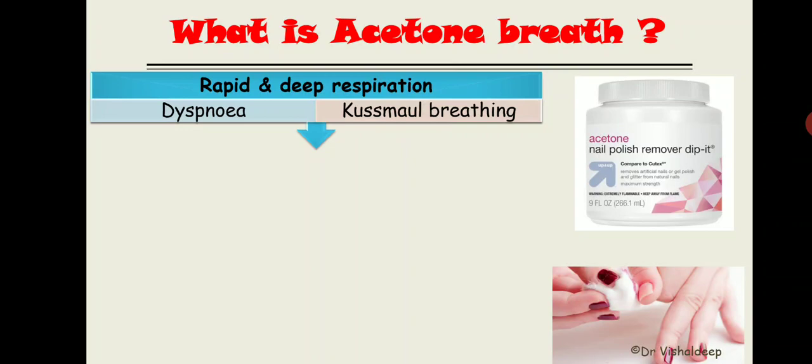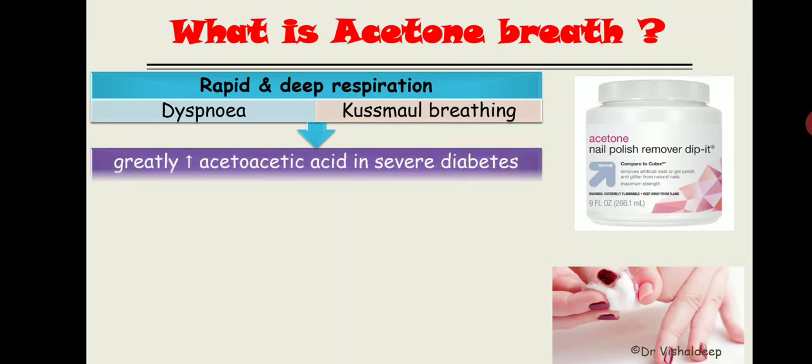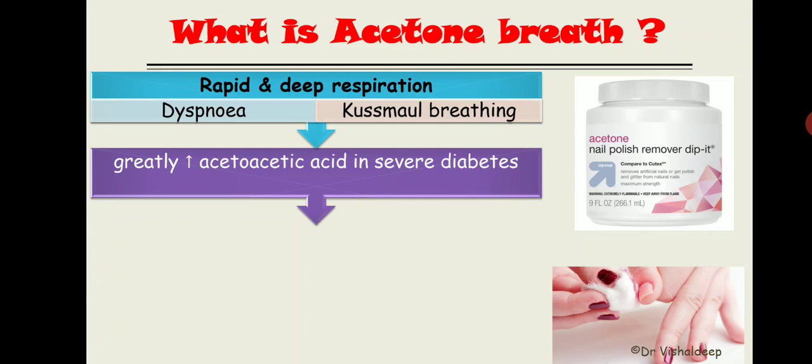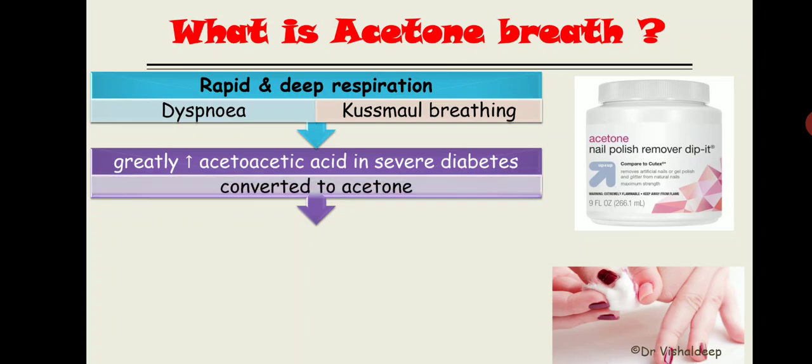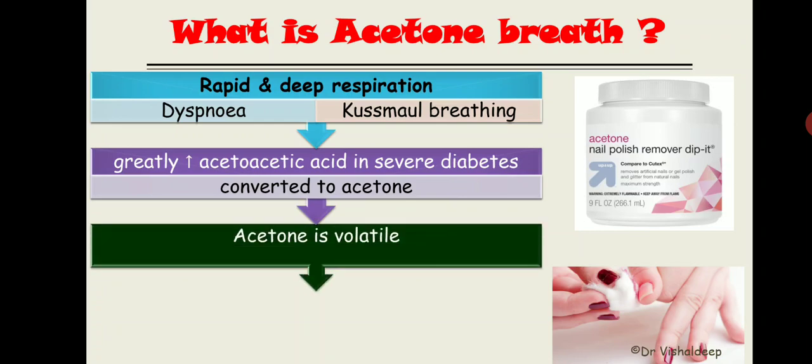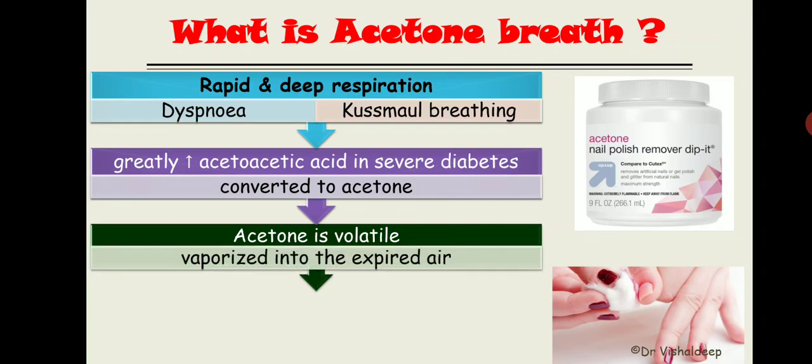Now once there is more fatty acid inside the circulation, that fatty acid, as I told you, is converted into acetic acid, and if there is more acetic acid, it will lead to increased formation of acetoacetic acid. If there is a great increase in acetoacetic acid in severe diabetes, it is ultimately converted into acetone. Now there is one good thing about acetone: once it forms, acetone is actually volatile. It is easily vaporized and it is expired in air, right?